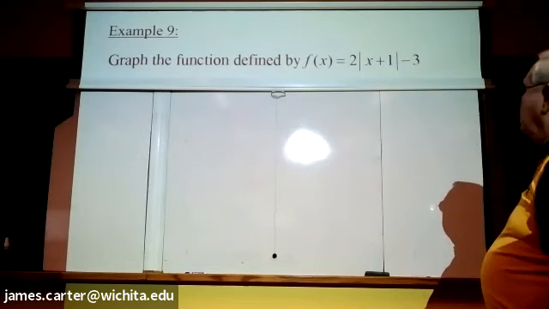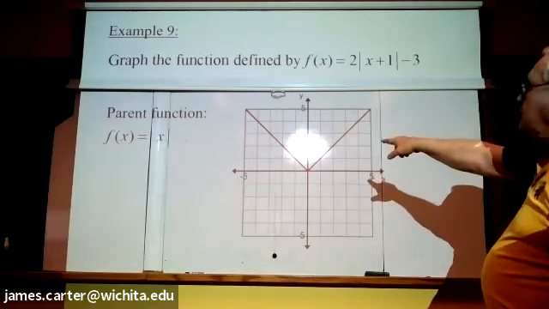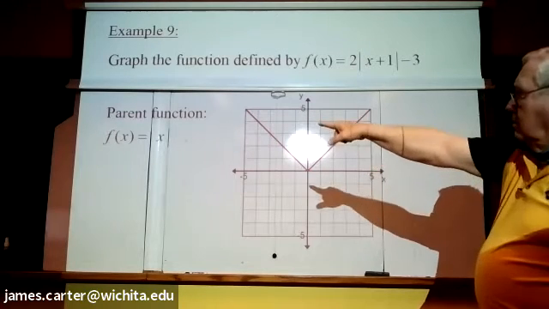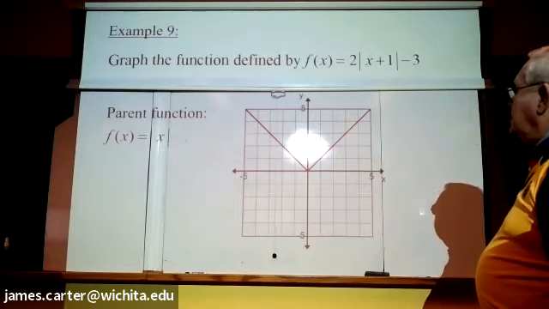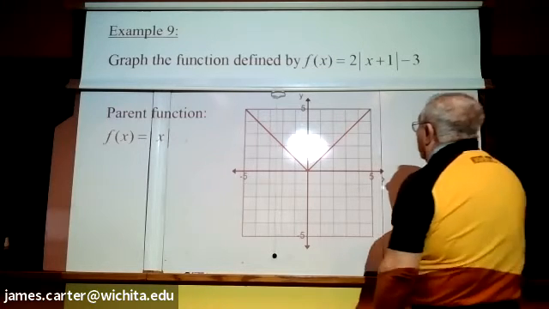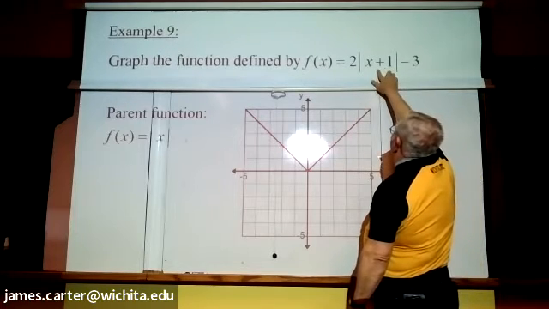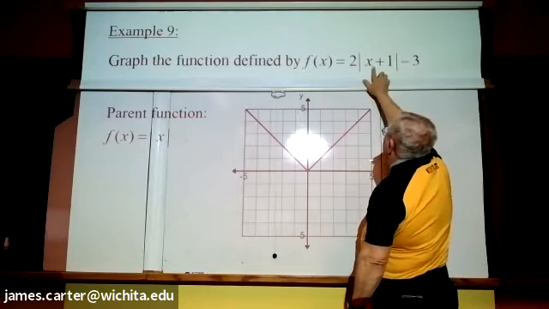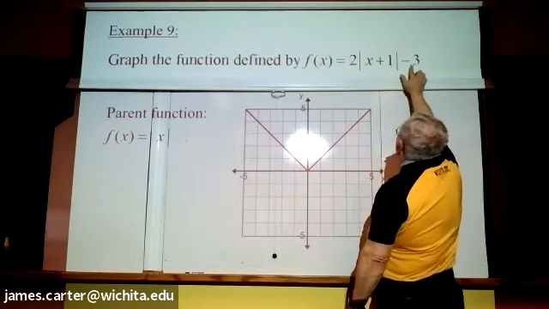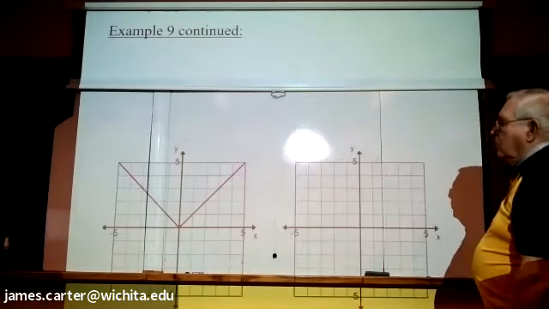Now, we got an absolute value. Here's what just absolute value of x looks like. Okay? You can see it written over there. This is the base graph. Now, what are we going to do to this graph? First, we're going to move it left 1, opposite of sign. Then we're going to make it twice as steep. And then we're going to move it down 3 places.